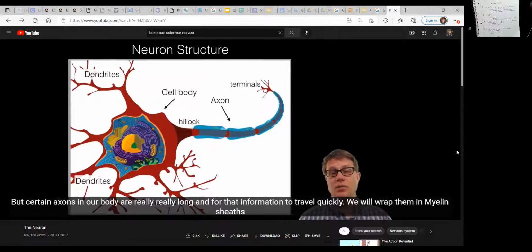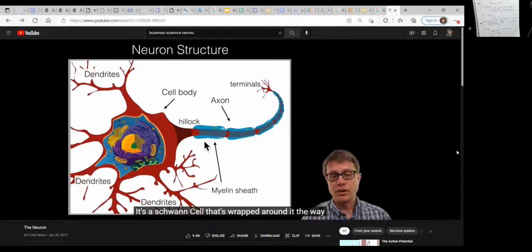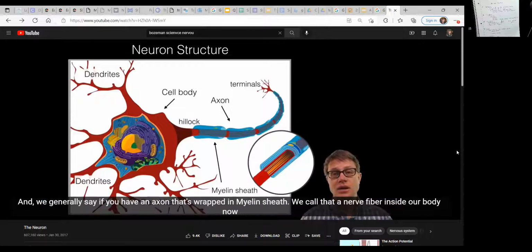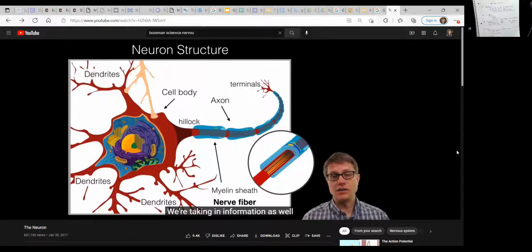But certain axons in our body are really, really long, and for that information to travel quickly, we will wrap them in myelin sheaths. It's a Schwann cell that's wrapped around it. The way it works is we put the voltage-gated channels in between that, and it acts to insulate that nerve. It allows the information to travel more readily down that axon. And we generally say if you have an axon that's wrapped in myelin sheath, we call that a nerve fiber inside our body.